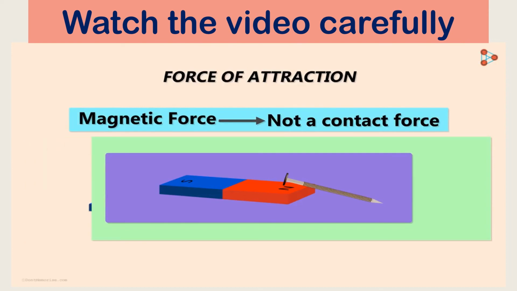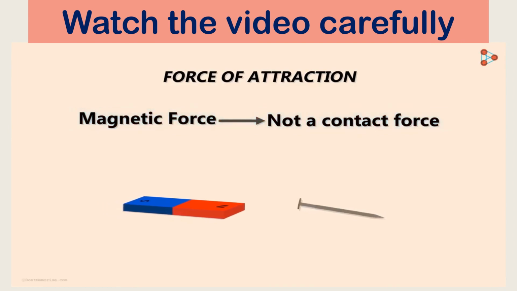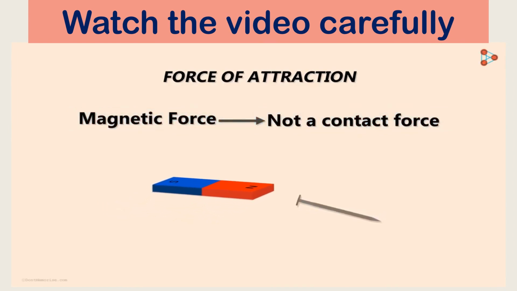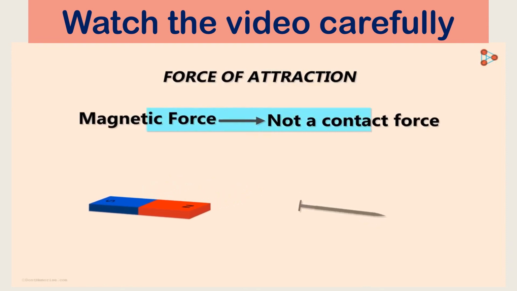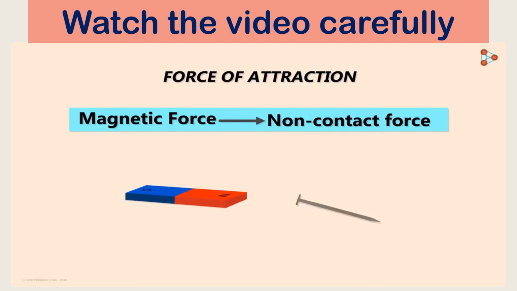To understand this better, we bring this magnet close to the nail and move it slightly up in the air. You will find a slight movement in the iron nail as well. This means that the iron nail is under the influence of a magnetic force even though it's not in contact with the magnet. It again proves that a magnetic force is not a contact force. So we can say that it's a non-contact force. The force exists even though the magnet is not in contact with the iron.